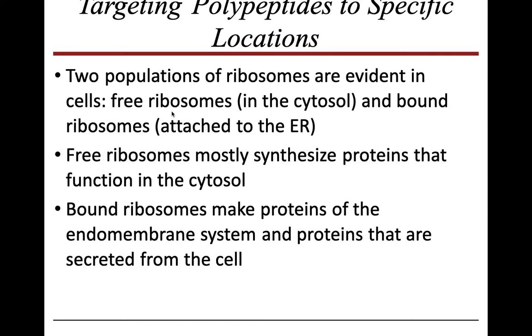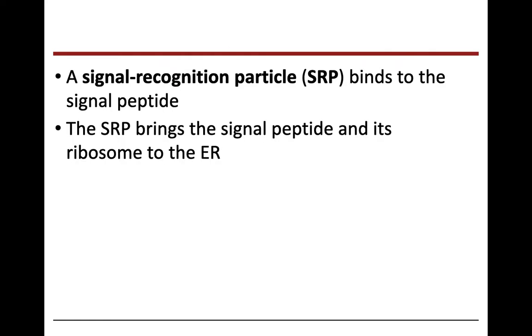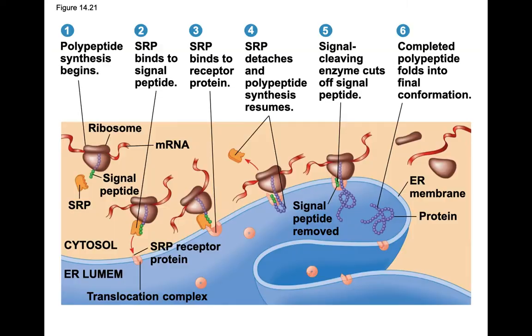We have free and bound ribosomes, and free ribosomes are going to be the ribosomes that synthesize proteins that function within the cell, and bound ribosomes are going to be made in the endoplasmic reticulum, and they are often secreted from the cell. A signal recognition particle is going to bind to any signal peptide to help bring about a ribosome knowing that it needs to make a protein in the ER.